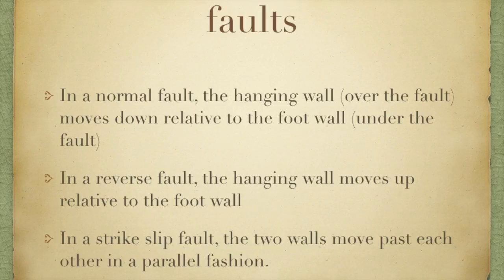Faults. In a normal fault, the hanging wall, positioned over the fault, moves down relative to the fault wall, positioned under the fault. In a reverse fault, it's reversed. The hanging wall moves up relative to the fault wall. In a strike slip fault, the two walls move past each other in a parallel fashion.